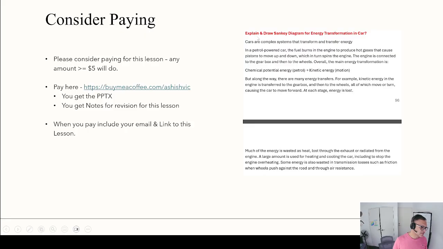For example, it can help you with longer answers, like if someone says explain and draw a Sankey diagram for energy transformations in a car, you will be able to explain it if you try to remember it. Now that you understand the concept, if you put in that extra effort of learning the answers, then when you read the answer you'll be able to understand from the pictures you have drawn from your own understanding, and you can make a longer, meaningful write-up.